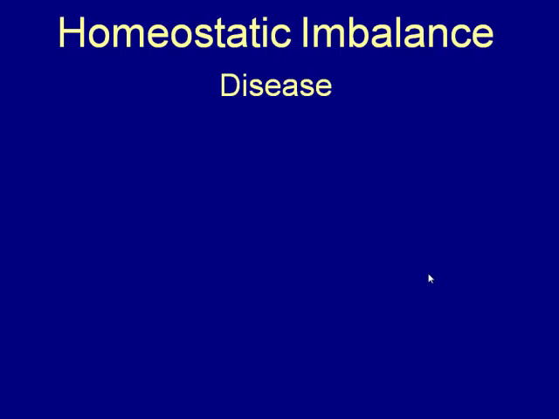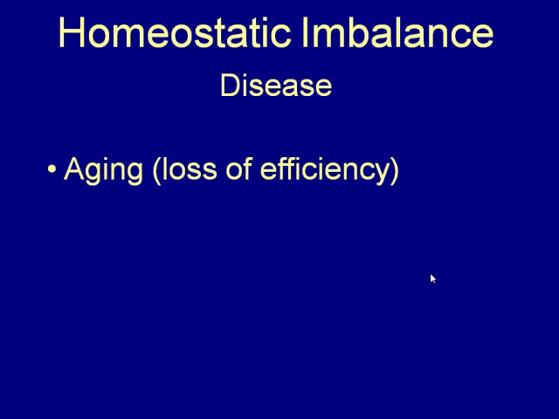Homeostatic imbalance is simply another way of saying disease. There are 2 basic things that happen to cause homeostatic imbalance. One is aging. With aging, you lose the efficiency of your feedback mechanisms. The control center is not quite as sharp as it used to be. It drifts a little bit. It lets things get a little higher or a little lower before it responds. Sometimes this can cause problems.